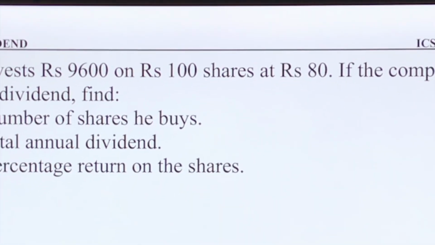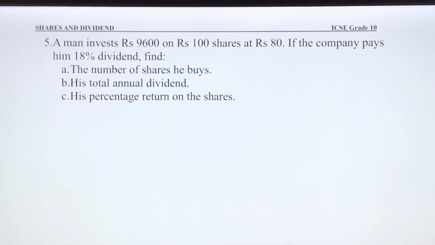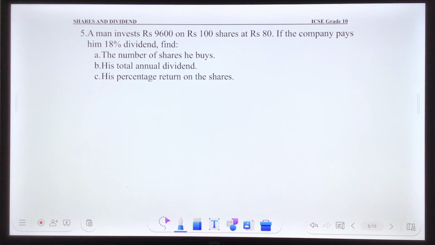The question says a man invests rupees 9,600 on rupees 100 shares at rupees 80. If the company pays him 18% dividend, then find number 1 the number of shares he buys, number 2 his total annual dividend, and number 3 his percentage return on the shares.